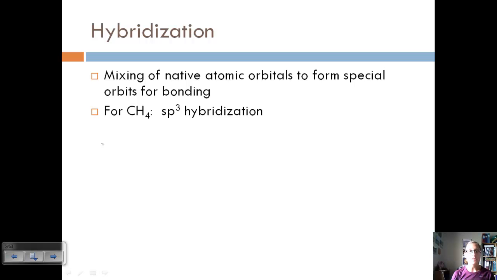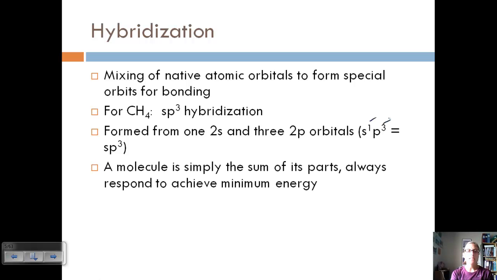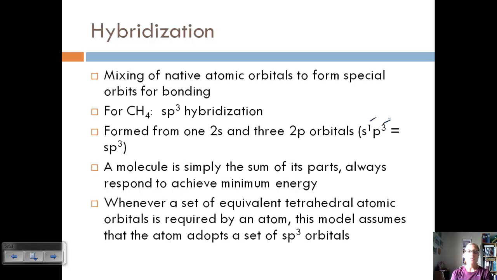Okay, so for methane, for our CH4, we have what's called sp3 hybridization. This is formed from one 2s and the three 2p orbitals. So we have one s and then three p's, and we call that sp3 because of the number of orbitals mixed, as exponents, I guess. Since a molecule is just the sum of its parts, it always wants to achieve minimum energy, and these hybrid bonds are going to help do that. So whenever a set of equivalent tetrahedral atomic orbitals is required by an atom, then we would assume that atom adopts a set of these sp3 orbitals.